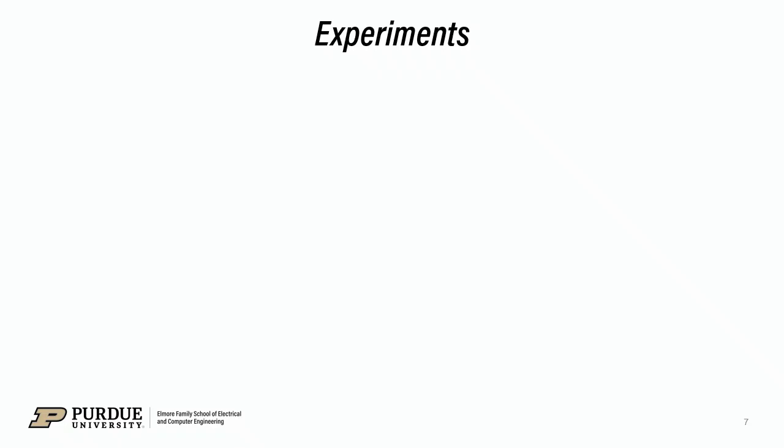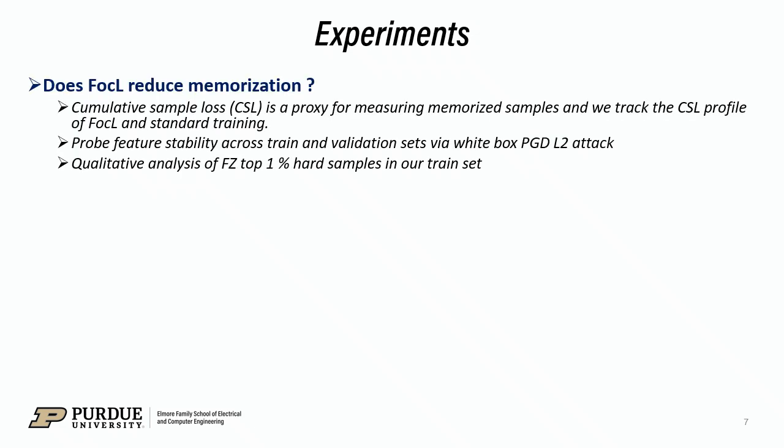Let's look at the experimental setup. Now, if I claim that through foveated vision or through an algorithm like FocL we get benefits, we want to show them, and we show these benefits across 3 different verticals. First is the question of memorization. So we ask, does FocL reduce memorization? To show this, we take help of cumulative sample loss, which is a proxy for measuring how hard it is to learn a sample, that is the difficulty of learning a sample, and we track the CSL profile of FocL and standard training. Then we probe feature stability across the training and validation sets via PGD L2 attack.